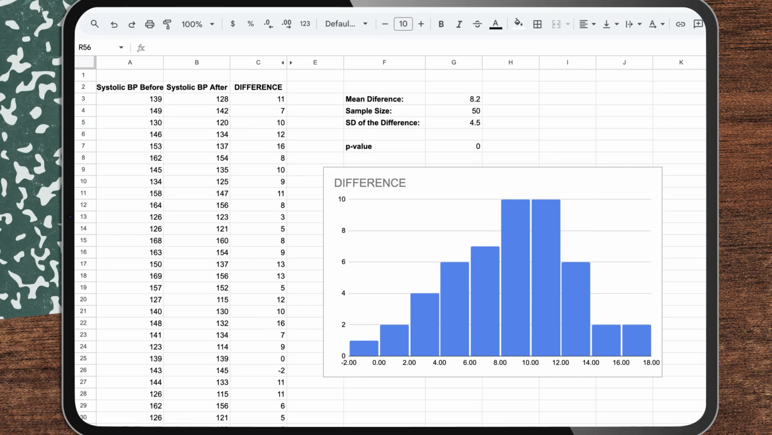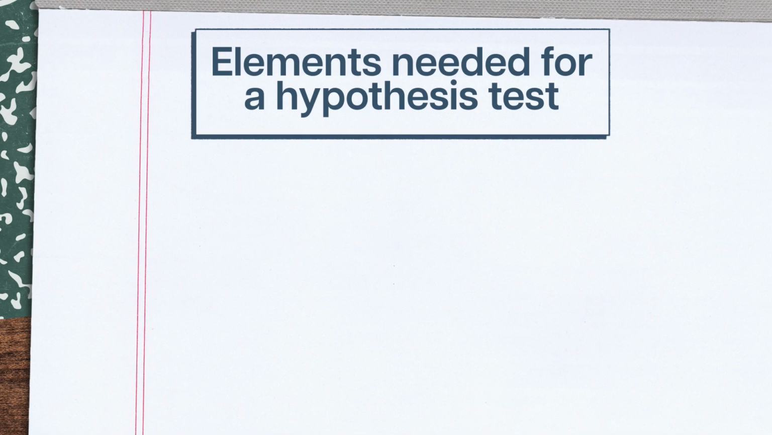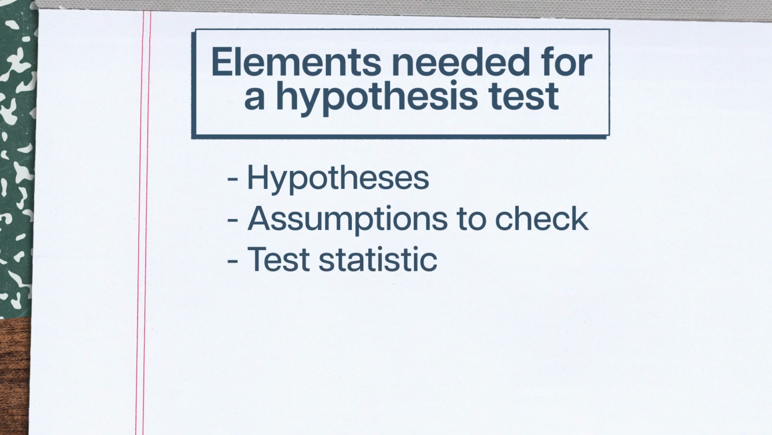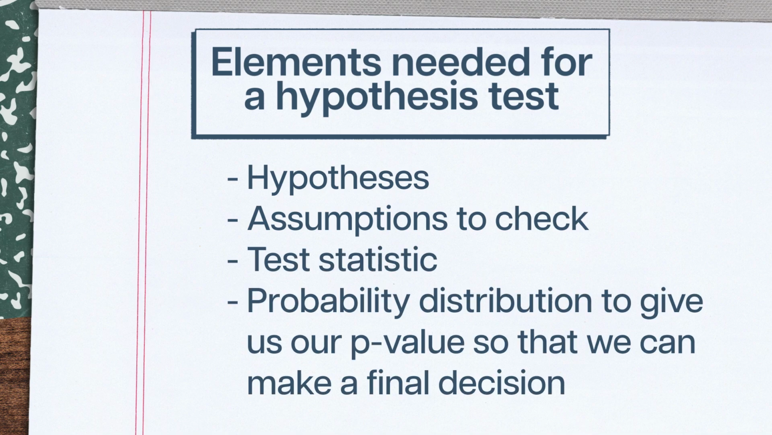Now, Doc has collected all the information she needs, but what if, in a wacky hypothetical world, I'm suddenly called in to help her decide if this possible miracle medicine is working? She wants my math skills, okay? I'll need the same elements as usual for a hypothesis test. Hypotheses, assumptions to check, a test statistic, and a probability distribution to give us our p-value so that we can make a final decision. Luckily, this paired t-test has a lot in common with other tests we've seen before.